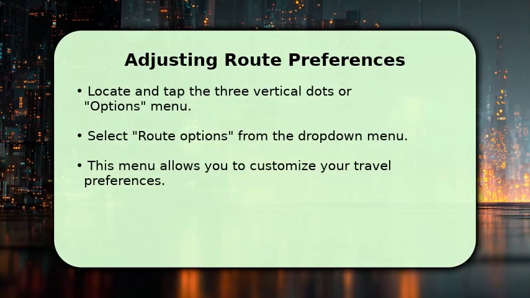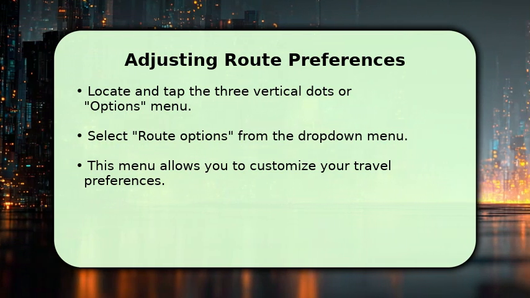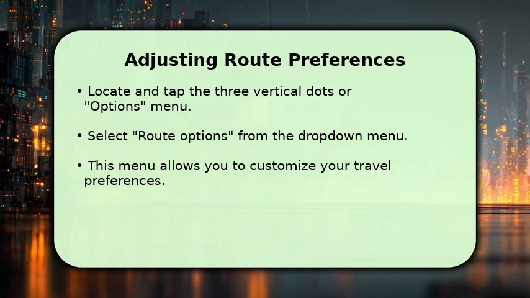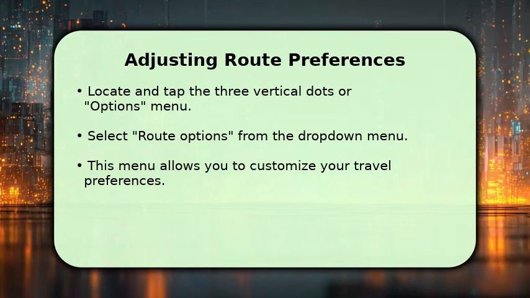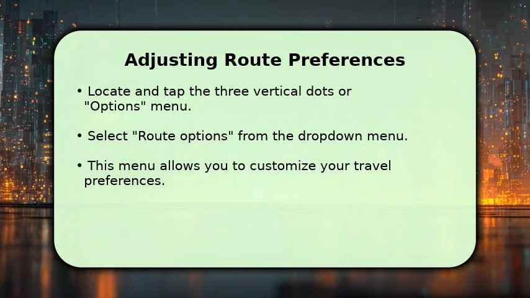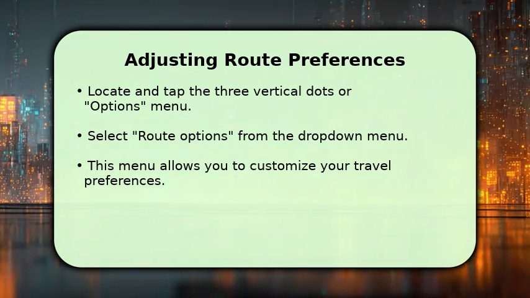After viewing your initial route, look for the 3 vertical dots, often located in the top right corner of the screen, and tap them. This action will open a small drop-down menu. From this menu, select Route Options. This is where you'll find the crucial settings to tailor your journey.